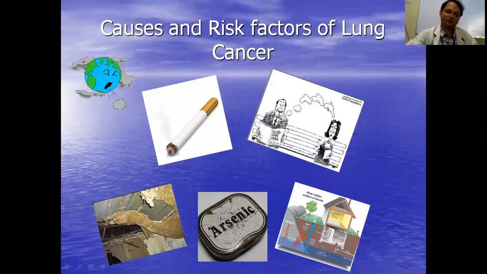Here, there are asbestos sheets. When a person is exposed on a long-term basis to asbestos dust from the asbestos sheets, such as a person working in factories where asbestos sheets are being prepared, the patient can develop lung cancer. Exposure to arsenic dust and radon gas can also lead to lung cancer.